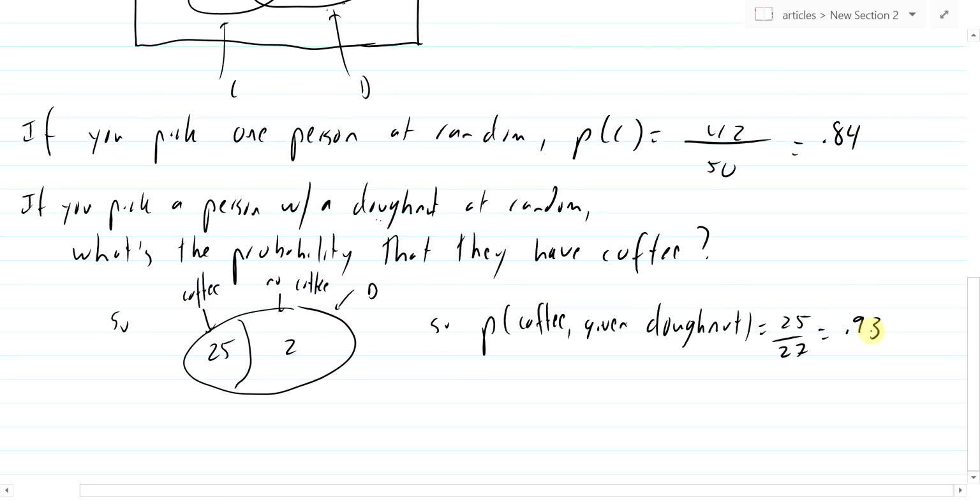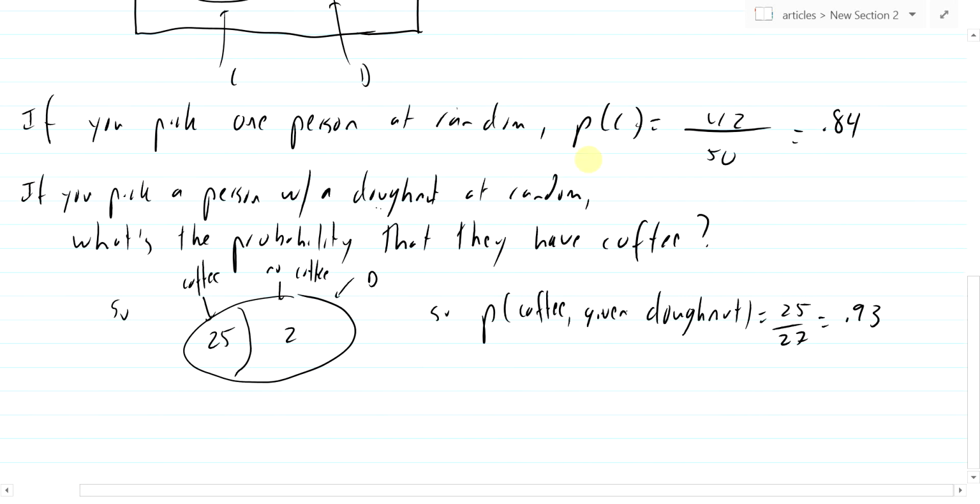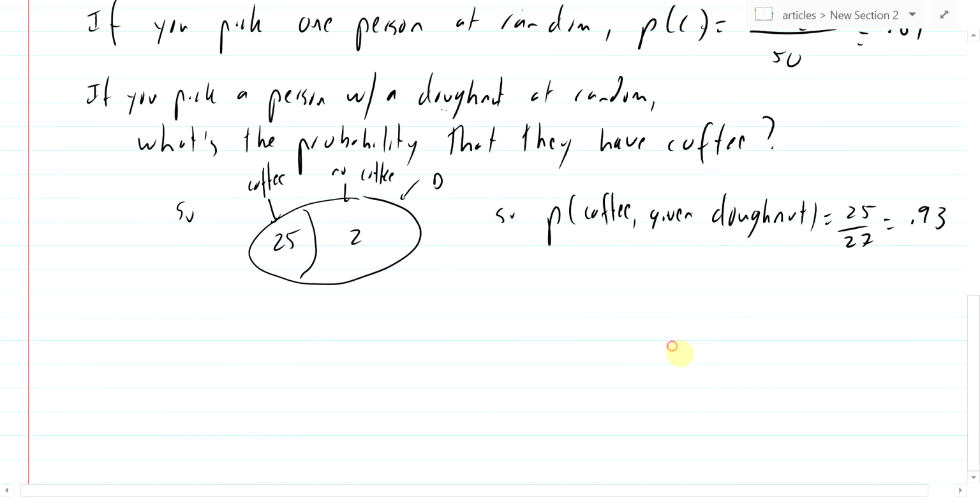So, this little bit of information that we only looked at donut people changed the probability that they had coffee. People who have a donut are 93% likely to have coffee. If we just pick one person at random, there's only an 84% chance that they'd have coffee. So coffee drinkers relative to donut eaters, there's more of them than there are coffee drinkers relative to the entire collection of people in the place. So, this is called a conditional probability.